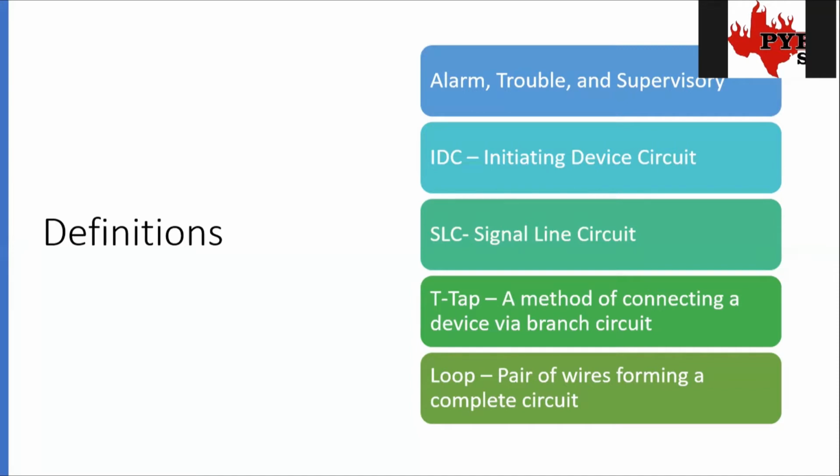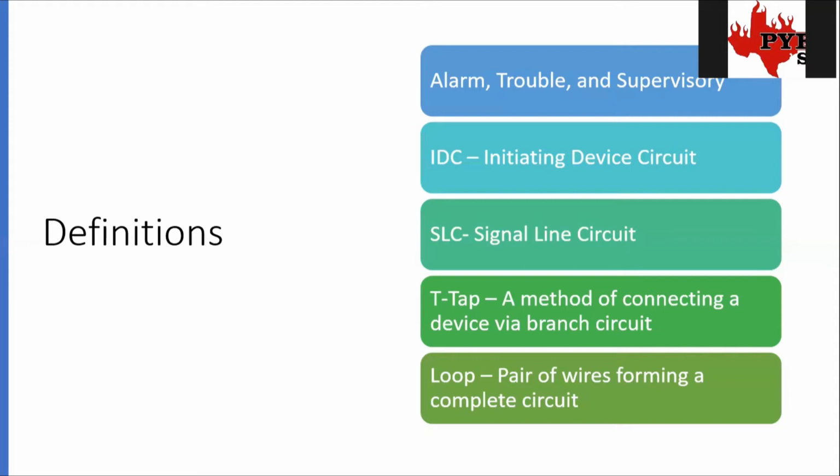The next two definitions I have are IDC, which is initiating device circuit. If you ever hear about conventional panels, zone circuits, that's what these are. We're going to dig more into that in the next slide, so I'm not going to go too much there. And then SLCs, that is your signal line circuit. That's kind of what's replaced IDCs for a lot of the part, but we still use the IDCs for certain things. And again, we'll get into that more as we go.